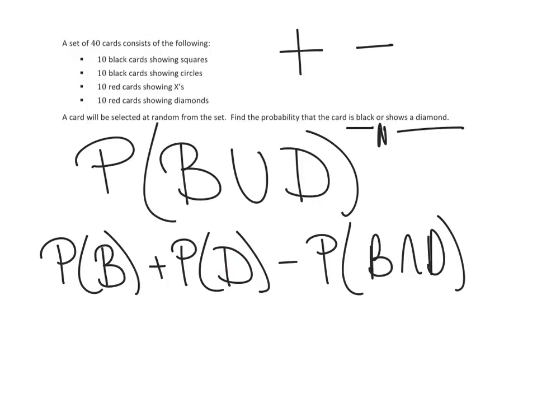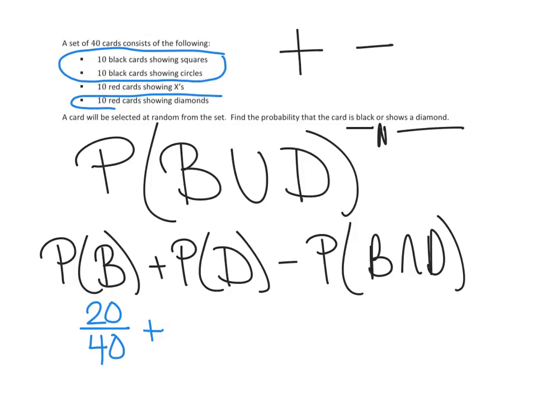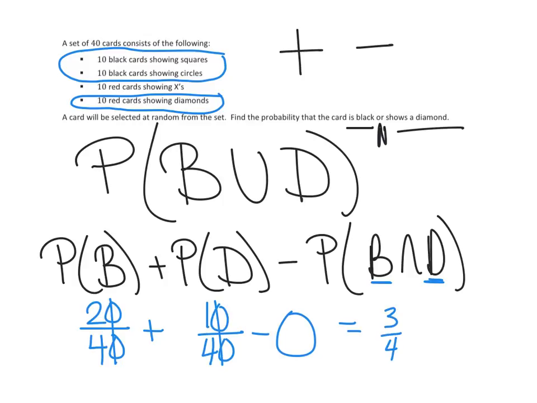Okay, so what's the probability that you select a black card? Well, it looks like there are 20 black cards out of a total of 40. What's the probability that you select a diamond? I would say there are 10 diamonds out of the 40. Minus, you are black and a diamond. How many cards are black and a diamond? Well, I would say none, so minus 0. So I'm going to kill those zeros and kill those zeros. I have 2/4 plus 1/4 for a total of 3/4.